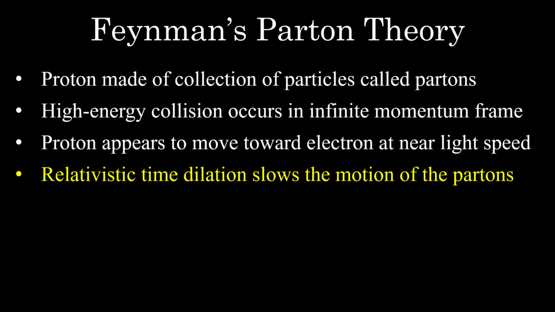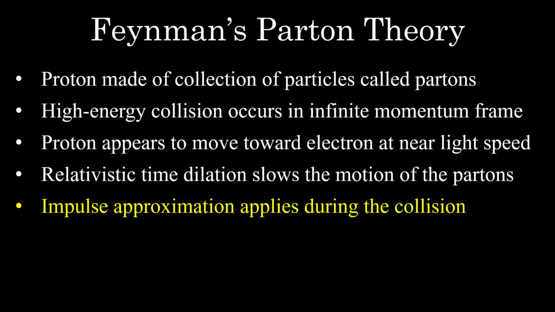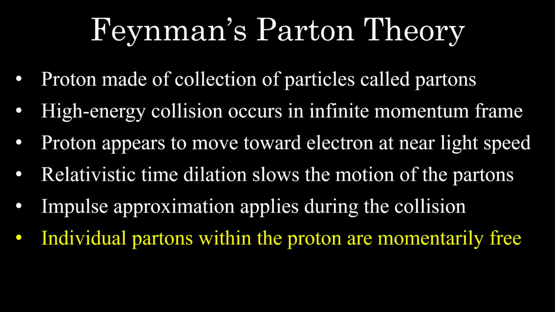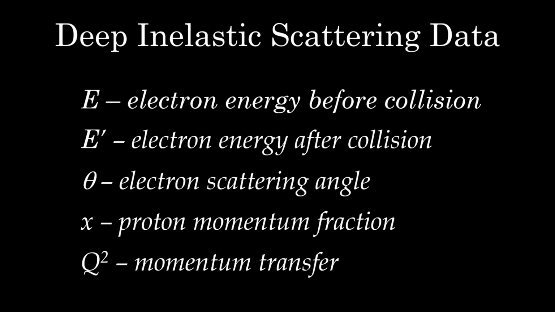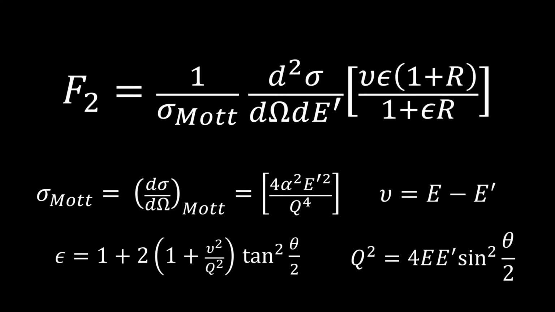Then, Feynman assumes an impulse approximation where during the collision with the electron, the individual partons are momentarily free within the proton, making the electron-parton scattering elastic. This relays information about the parton's momentum through the electron scattering parameters, which are translated into the F2.